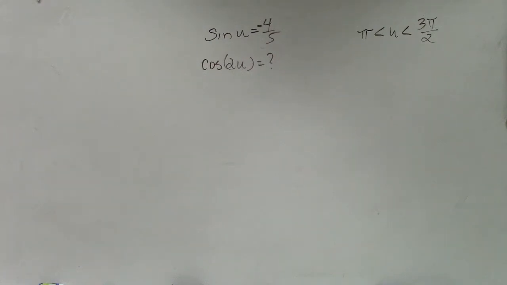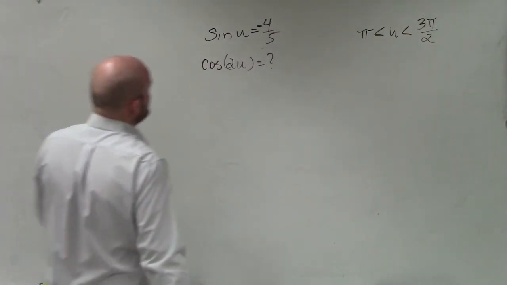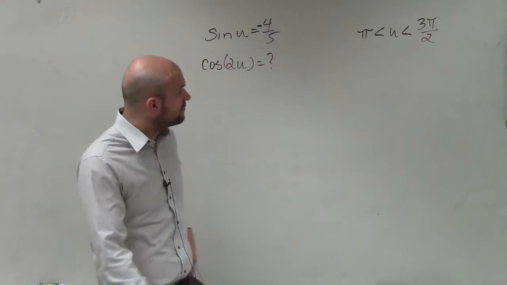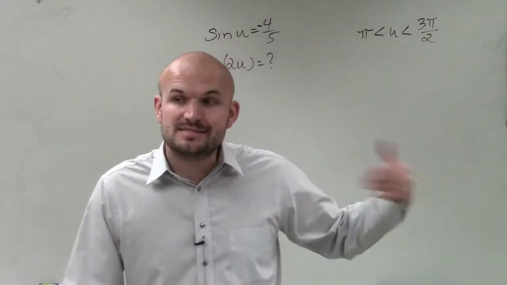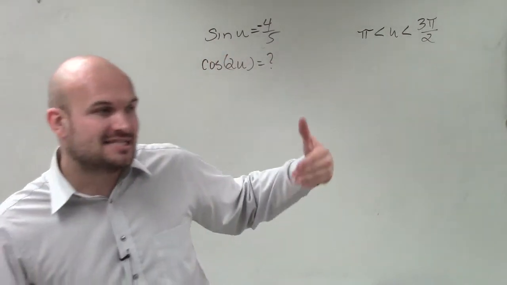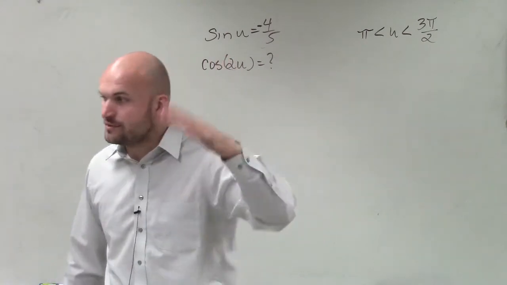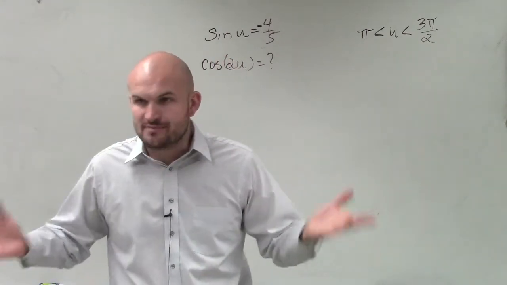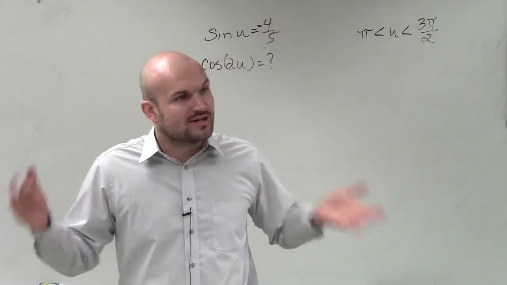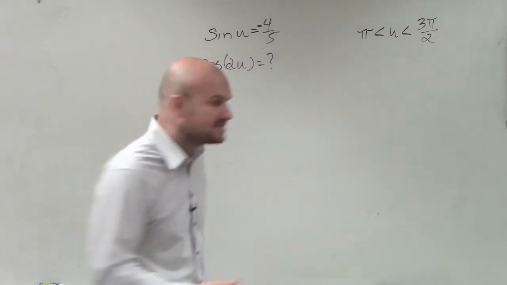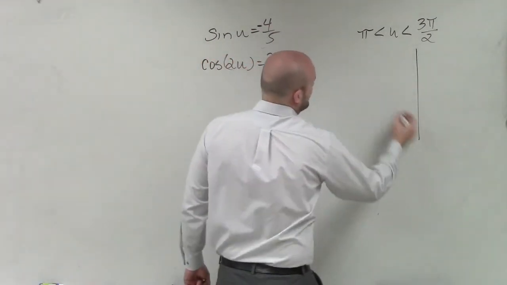So the first thing we want to do in this problem, ladies and gentlemen, is they're giving us a value, sine of u equals -4/5. And our constraint is our angle u has to be greater than pi, but less than 3π/2. So what does that tell us about our triangle? Well, that tells us which quadrant our triangle is going to be in. So let's go through and take a look at that.